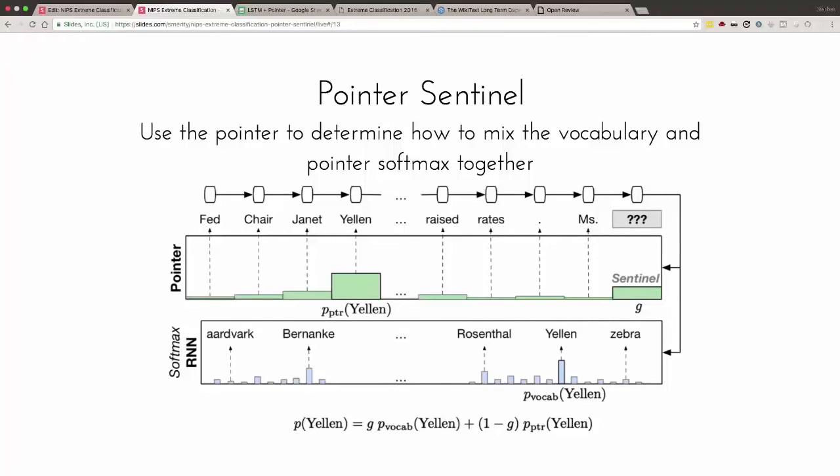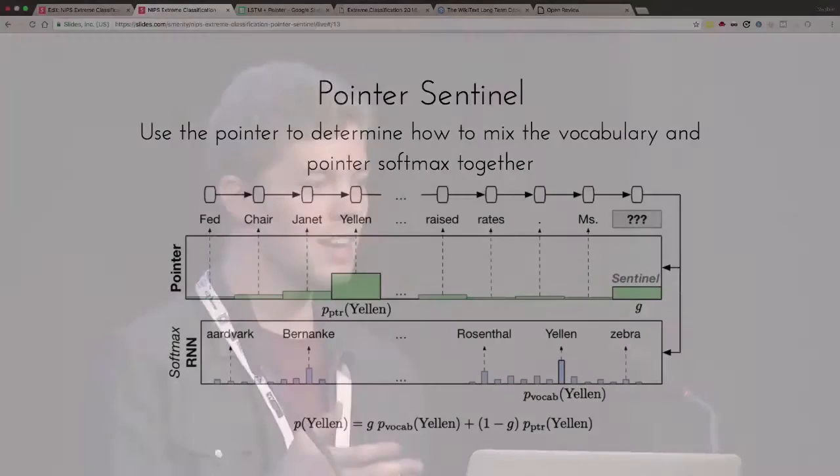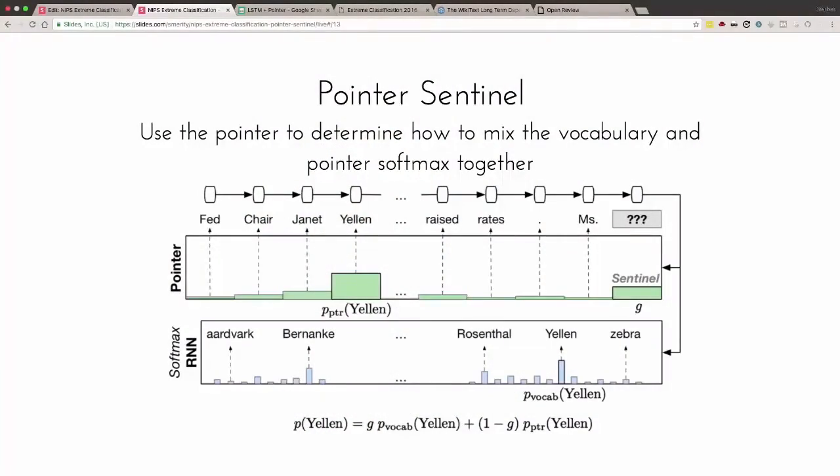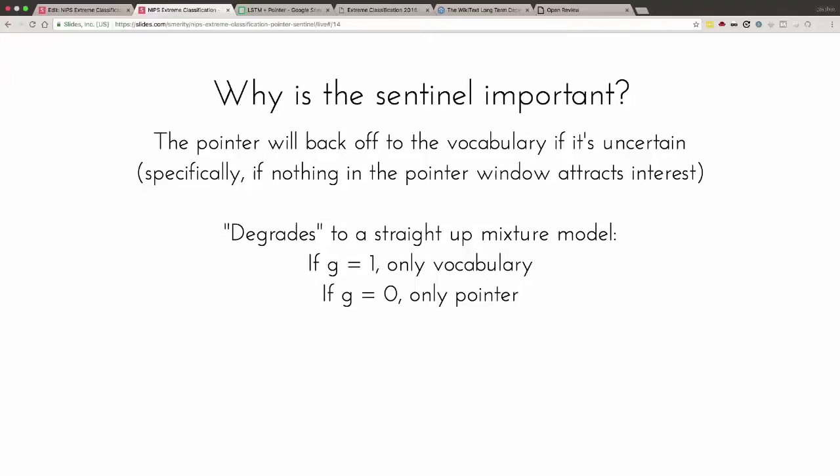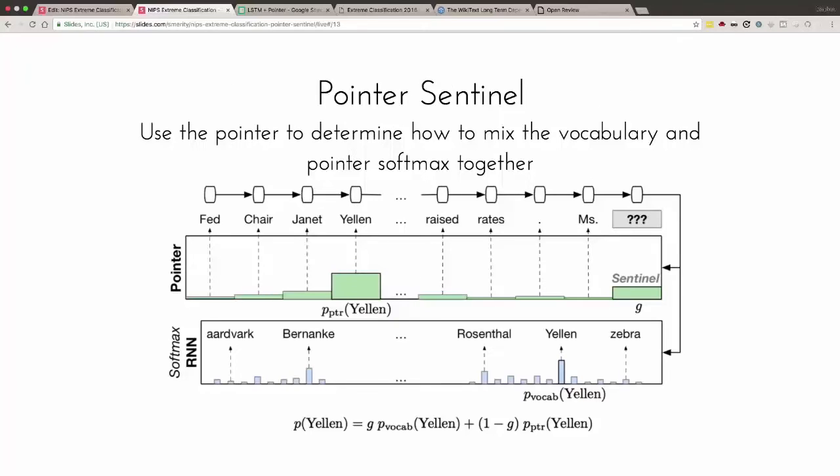So our suggestion is the idea of a pointer sentinel. The idea is you run the pointer network as usual, except you add in one extra term, which we refer to as a sentinel. If the network isn't confident, you can basically put all of the weight on the sentinel, which says, okay, give all this probability mass to the normal RNN softmax vocabulary. And in that way, it basically falls back to a mixture model where, if the pointer network is highly confident, it can push all of its weight into the pointer network. And if it's not confident, it can back off to the vocabulary.